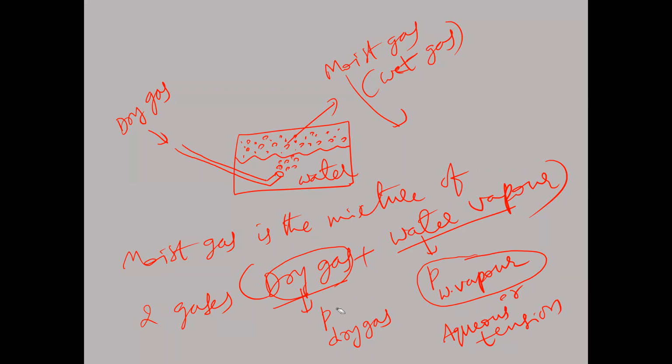So the pressure of dry gas plus the pressure of water vapor together is equal to the pressure of this moist gas. Moist gas is the mixture. The total pressure of this gaseous mixture, that is moist gas, is equal to dry gas pressure plus water vapor pressure. The pressure of water vapor at a particular temperature is called aqueous tension. So what we have done here: the dry gas passes through the water and is collected above the surface of the water in the closed container.